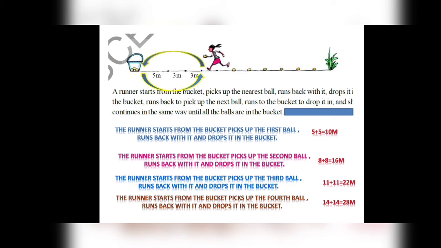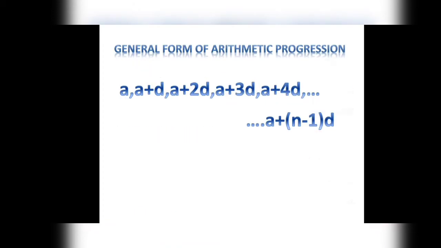And similarly, you can see that in the third round he has to cover 22 meters, which is 11 plus 11 for the third ball, and 14 plus 14, 28 meters in the fourth round. So when we consider the general form of the arithmetic progression, we have A, A plus D, A plus 2D, A plus 3D, and so on, A plus n minus 1 into D.